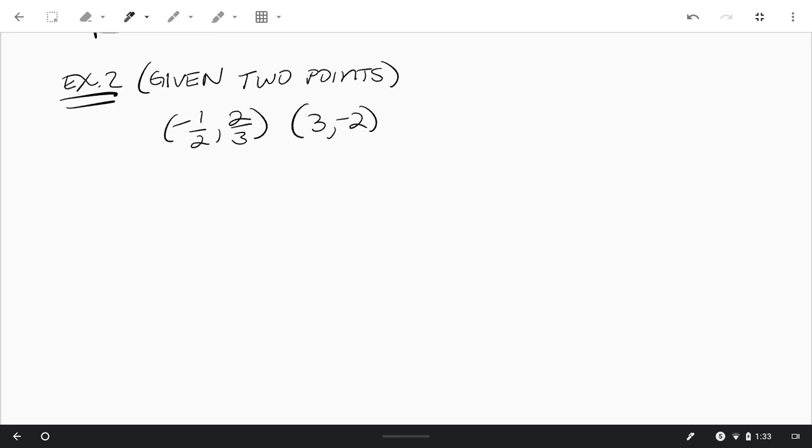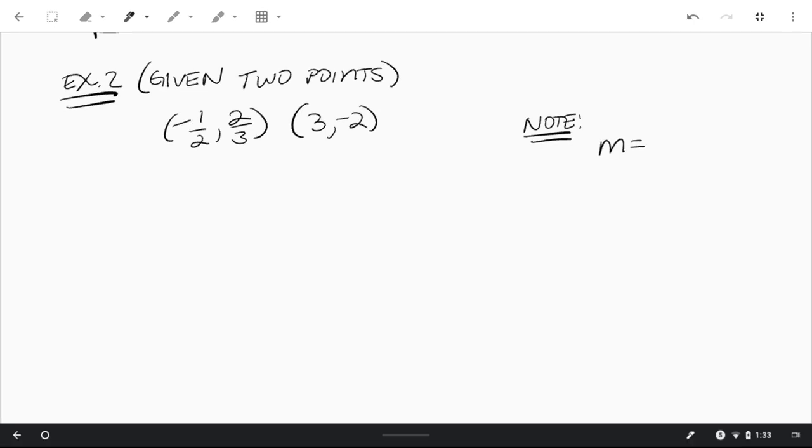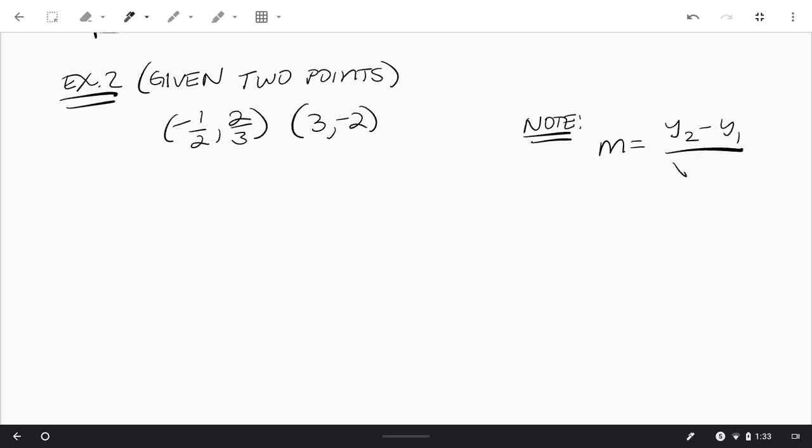So here, let's put a little note. That slope is equal to y2 minus y1 over x2 minus x1. It doesn't matter which one you want to call point 1, which one is point 2. For simplicity's sake, I'm going to go ahead and call this x1 and y1, and I'll call this one x2, y2.